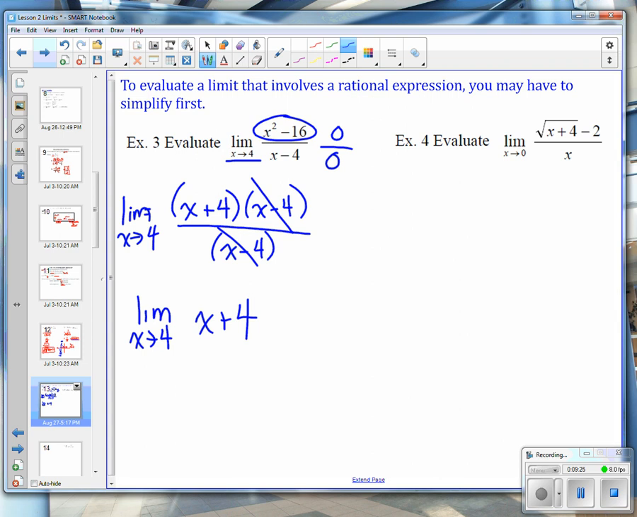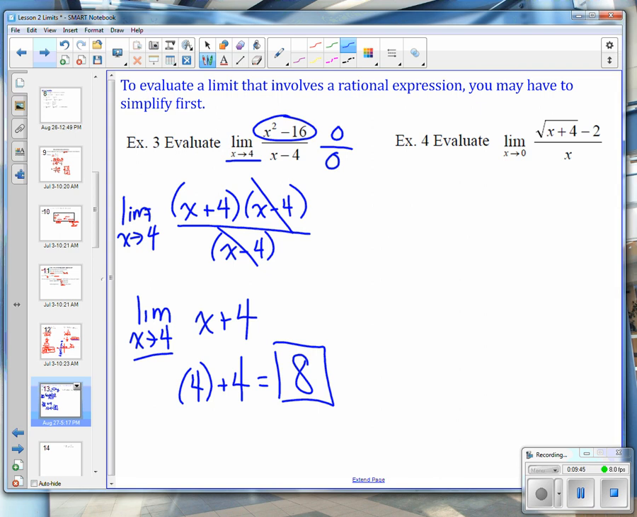Now go back to what I'm saying. Sorry, I sound like a broken record, but the minute that you can plug in your value and get an answer, you do it, because then you're done. So we're going to do that now. I'm going to plug in my 4 plus 4, and that gives us a value of 8.